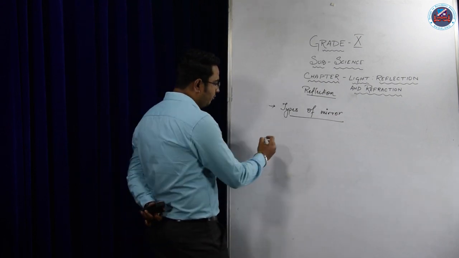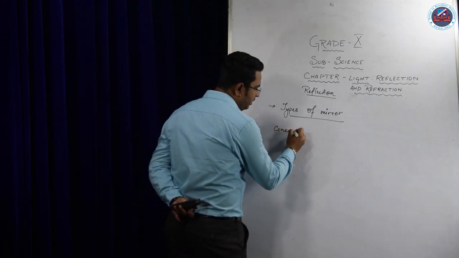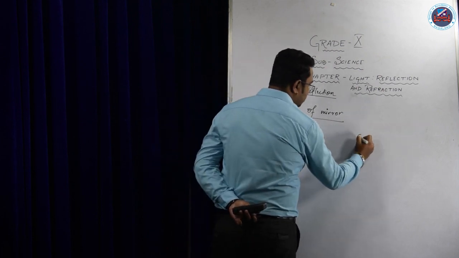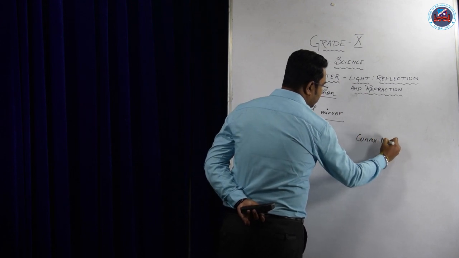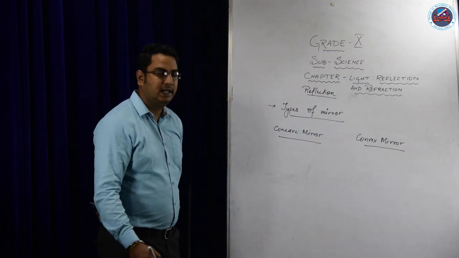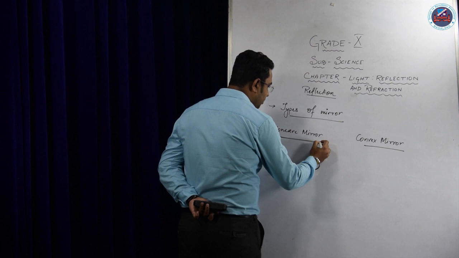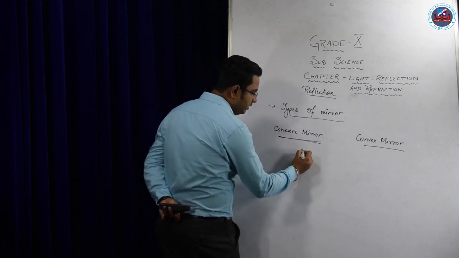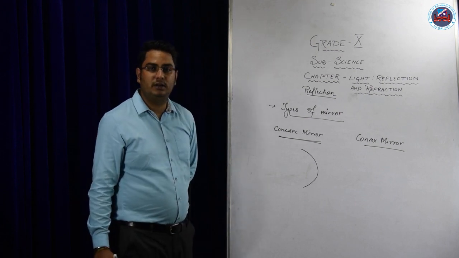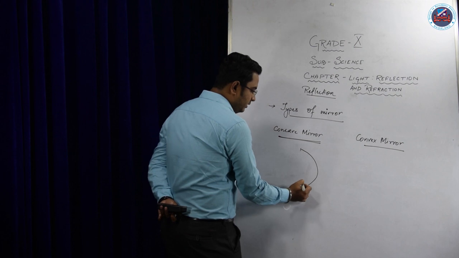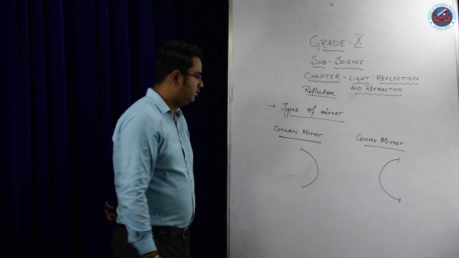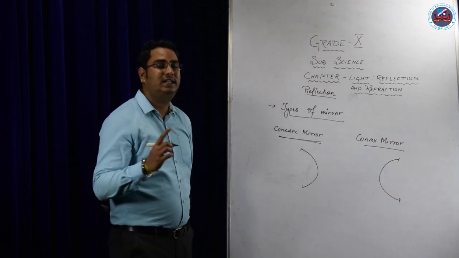So the first type of mirror is concave mirror, and the second type of mirror is convex mirror. So these are the two types of mirror, concave mirror and convex mirror. Now the concave mirror, basically, it is outward as shown here, whereas the convex mirror is inward. So these are the two types of mirror.